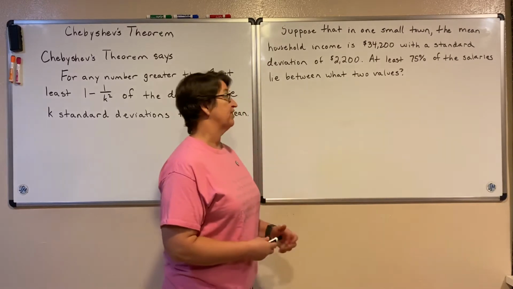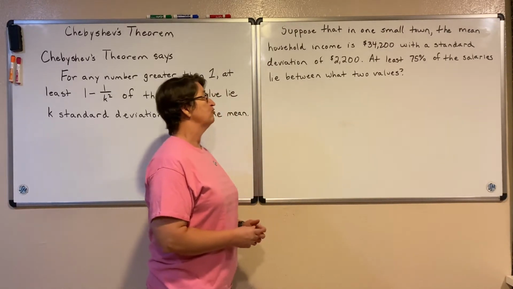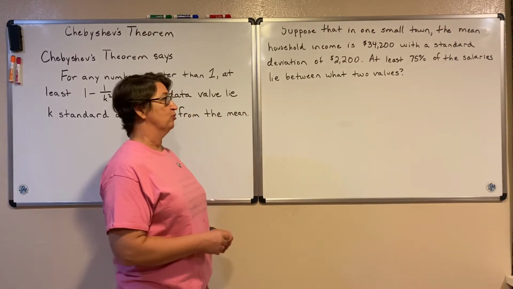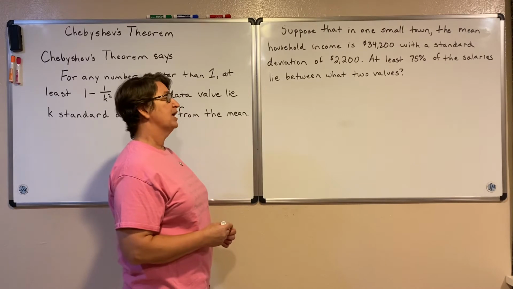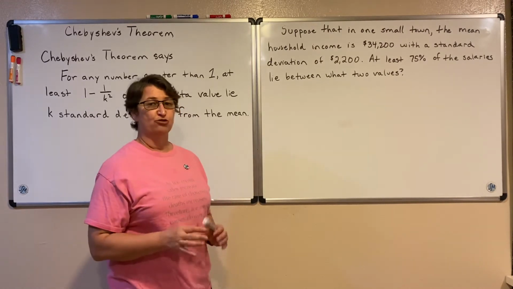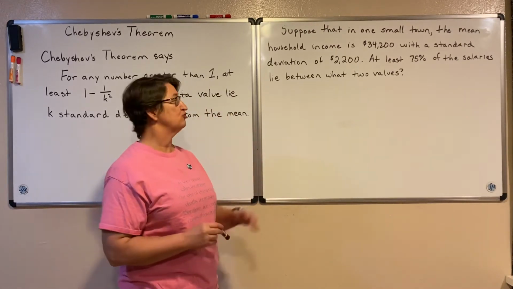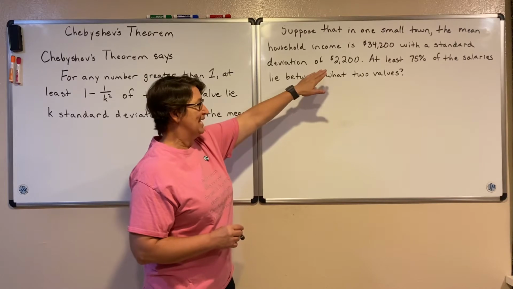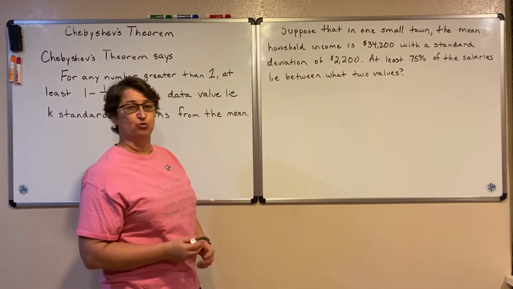So here's an example. Suppose that in one small town, the mean household income is $34,200 with a standard deviation of $2,200. At least 75% of the salaries lie between what two values? We'll talk about that last sentence in a minute, but let's just start with this mean of $34,200 and the standard deviation of $2,200.